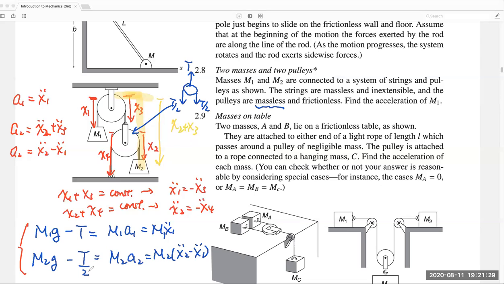We have just two equations, but we have three unknowns in these two equations. The tension is an unknown, x1 dot dot and x2 dot dot are also unknown. So what happens? Like you relate x2 and x1, right? So you need to write down one more equation to relate this distance. Actually, if you look at the graph, x3 plus x4 is also a constant. Yes, I see now.